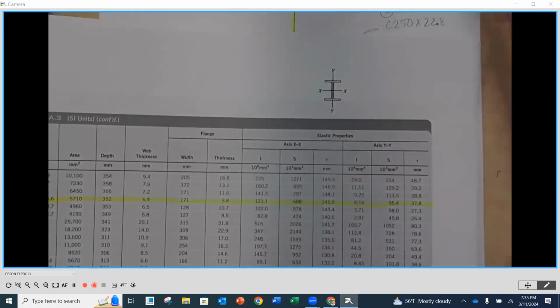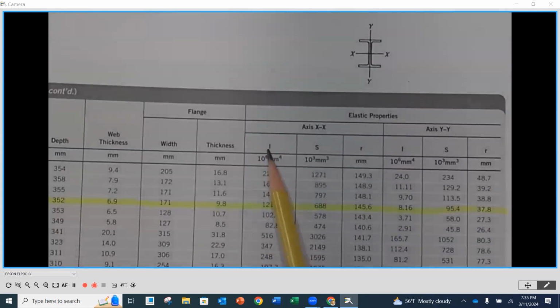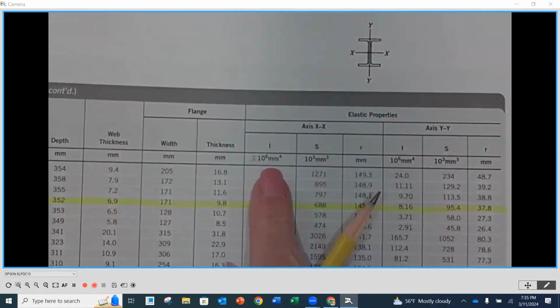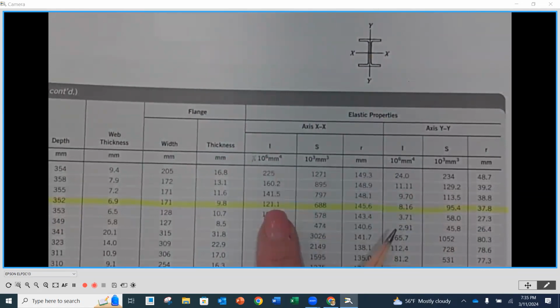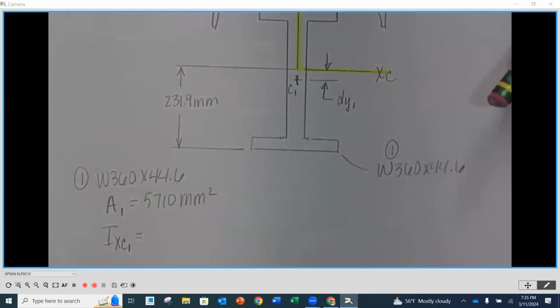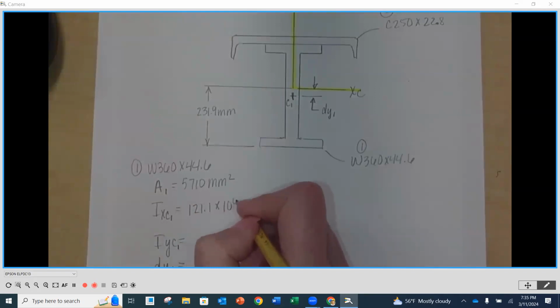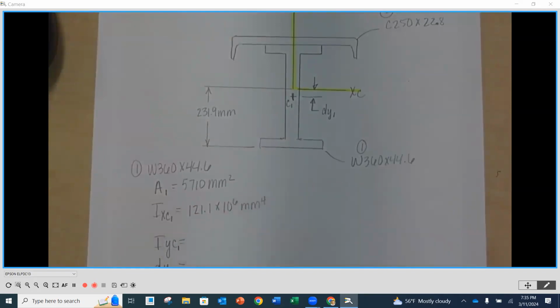If I zoom in here, that's the capital I. Up on top, it says this would be times 10 to the 6th millimeters to the 4th. So we're going to be 121.1 times 10 to the 6th millimeters to the 4th. When we do the times 10 to the 6th, it means that we're moving our decimal point 1, 2, 3, 4, 5, 6 to the right. If it's a negative value to whatever power, it will be to the left. So that's that one.